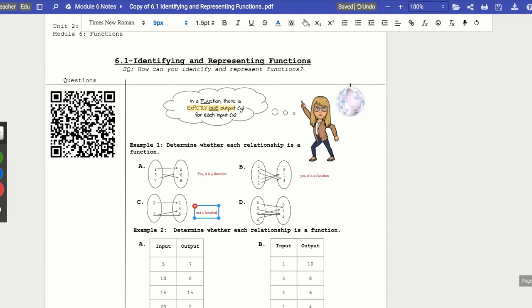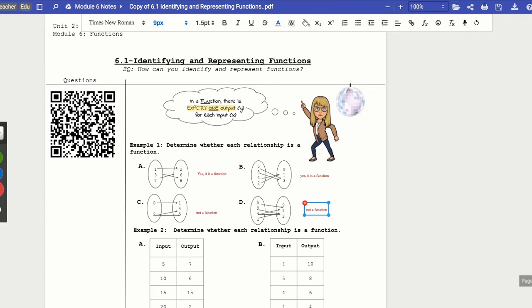All right, and then D, same thing. We want to make sure that every input has exactly one output. So 5 is going to 9. That looks good. If I follow it, 8 is going to 3, so that's good. But 4 is going to 1 and to 3. Because 4 is going to 1 and to 3, I don't even have to check 2. It's already not going to be a function.